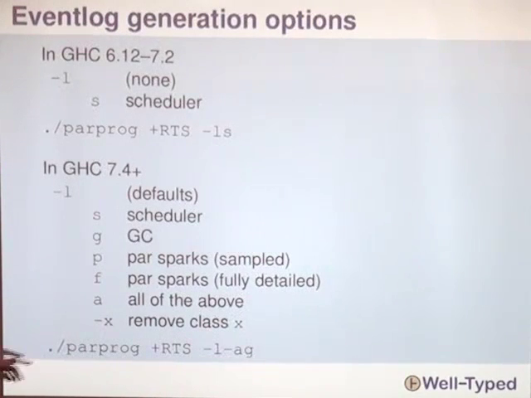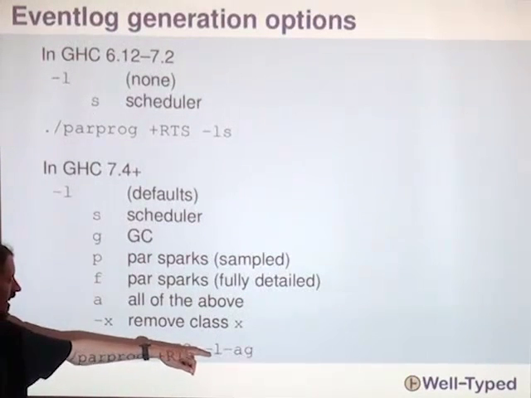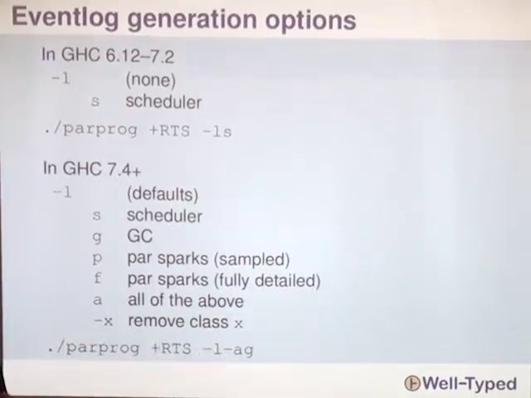So yeah, you can do more complicated things now. You can say, remove all of them and add back only the GC events. The idea is we can have multiple classes of events and only emit the ones that you're actually interested in.